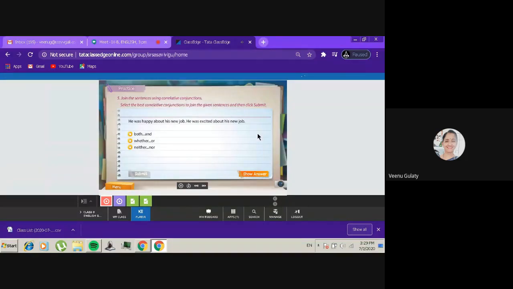Join the sentences using correlative conjunctions. Select the best correlative conjunctions to join the given sentences and then click Submit. Okay, I'm telling the girl's name. It's Ayushi. Can you try this? Yes, ma'am. Ma'am, first one, both and. Okay, how will you join it? He was happy. He was both happy. Just try this. Join and tell. Yes, ma'am. He was both happy about his new job and excited. No. Again, try. He was both happy and excited about his new job. About his job.